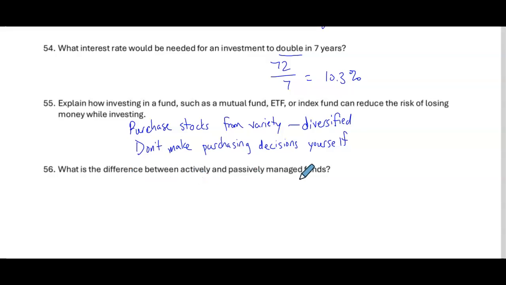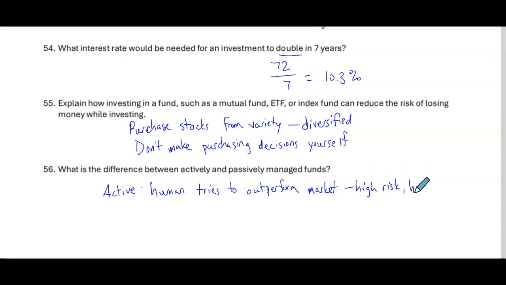What's the difference between actively and passively managed funds? So an active fund would be a human manager who tries to outperform the market. So that's high risk, high rewards, potentially, and high fees.